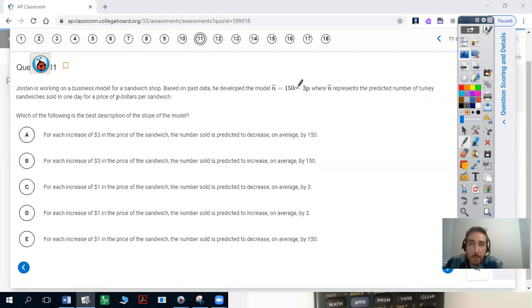Well, it's negative, so it's going to go down. So for each increase of p, we would expect n to go down by 3. So let's see if we can analyze that. For each increase of, it's always an increase of $1 or 1, not 3. So for each increase of 1, the price of the sandwich, the number sold is predicted to decrease on average by 3. And that's really what we're looking for. It's decreasing by 3 for each increase of 1 X value. So as X increases by 1, Y decreases by 3.